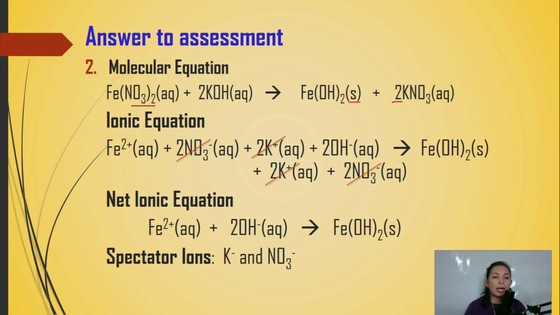Then we have to cancel out the spectator ions. We have nitrate here and potassium. And the net ionic equation will be iron positive 2 plus 2 hydroxide ion, and will form iron 2 hydroxide. So for our spectator ions, we have potassium and nitrate. Are you perfect? Very good. You can pass your assessment anytime tomorrow.